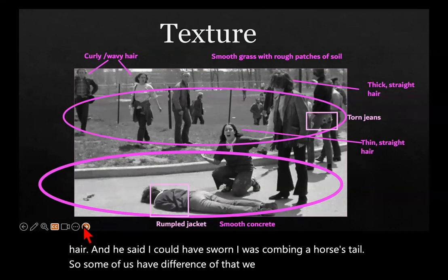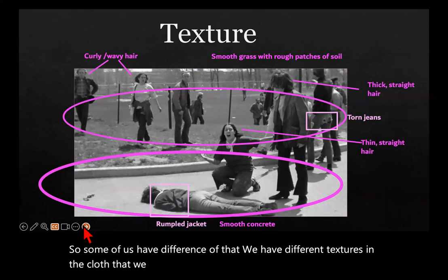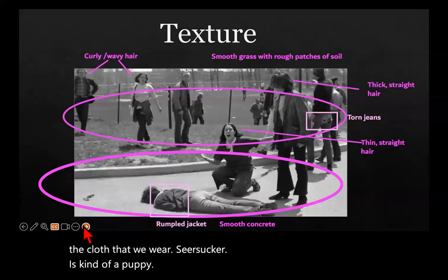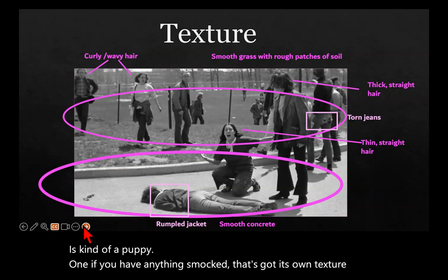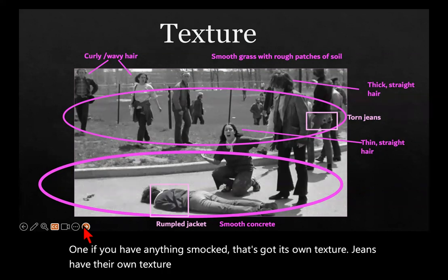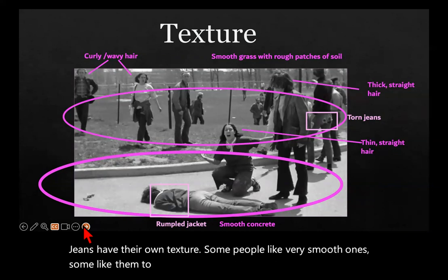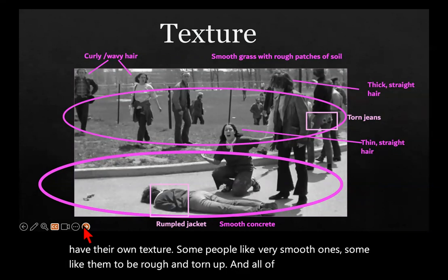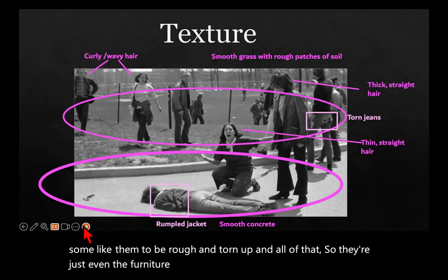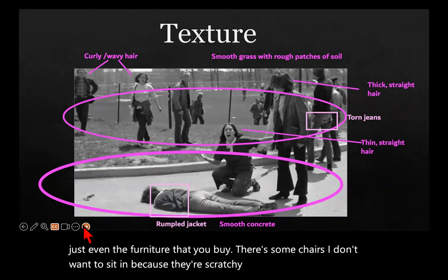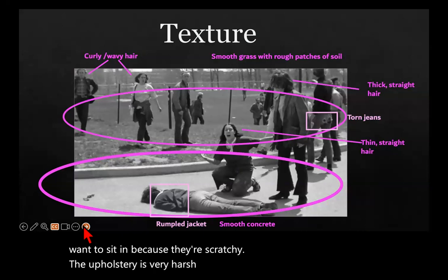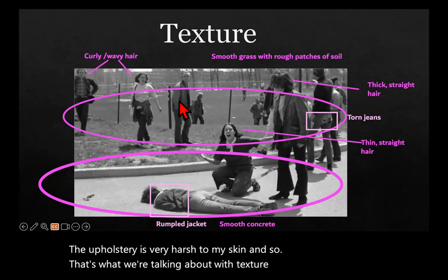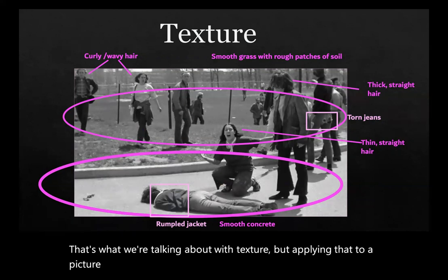We have different textures in the cloth that we wear. Seersucker is kind of a puffy one. If you have anything smocked, that's got its own texture. Jeans have their own texture. Some people like very smooth ones. Some like them to be rough and torn up. Even the furniture that you buy. There are some chairs I don't like to sit in because they're scratchy. The upholstery is very harsh to my skin. So that's what we're talking about with texture, but applying that to a picture or photograph is sometimes challenging.